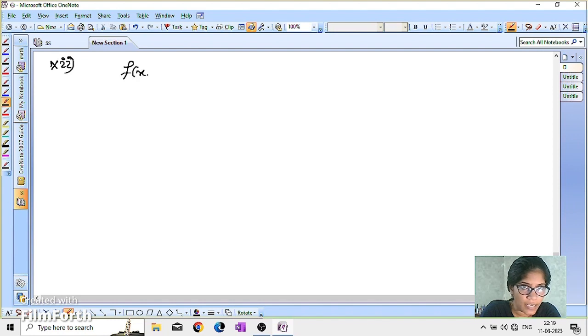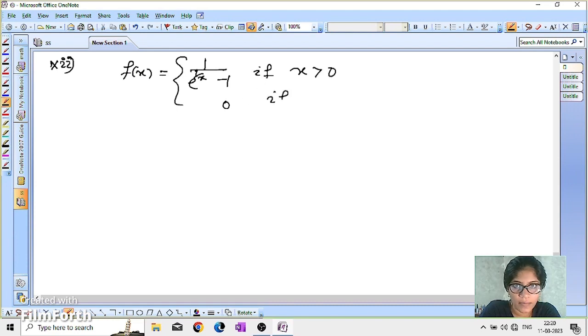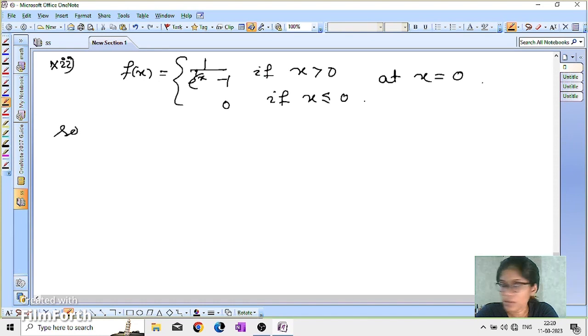Second question: f of x is equal to 1 by e to the power 1 by x minus 1 if x greater than 0, and 0 if x less than or equal to 0. Check continuity at x equal to 0. f of 0 is equal to 0 because for x less than or equal to 0 the function is 0.